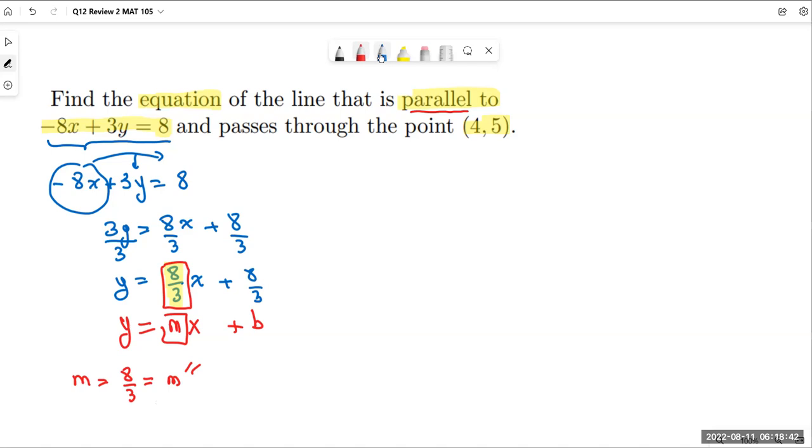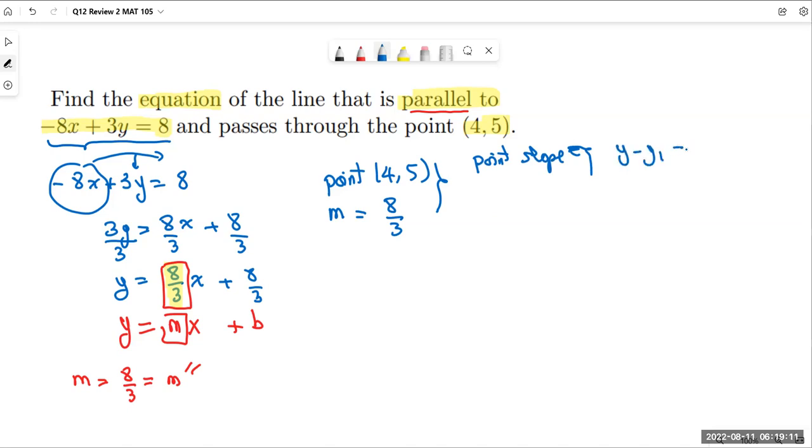So now what's the next step? We get a point, which is (4, 5): 4 for the x, 5 for the y. And we get the slope, which is 8 over 3. So from a point and slope, the best equation you could use is called the point-slope equation. This is y minus y1 equals m, I'm going to use the m parallel, by the way, times x minus x1. So it's only a name, right?